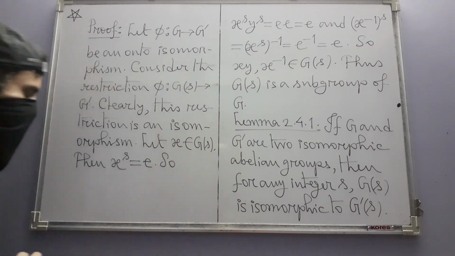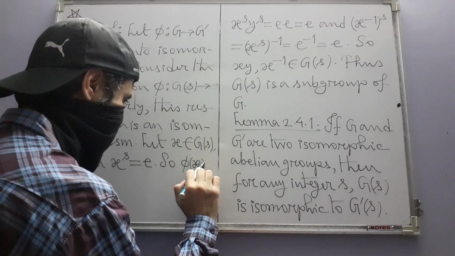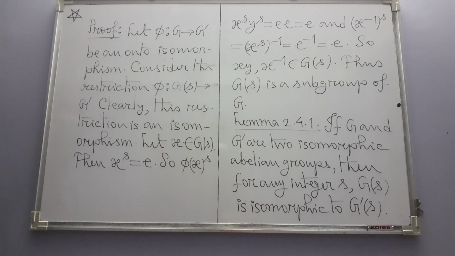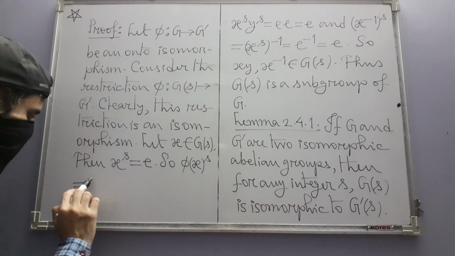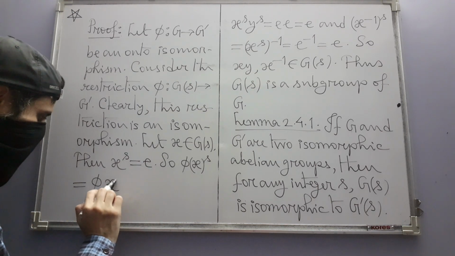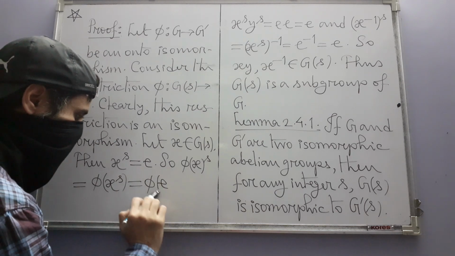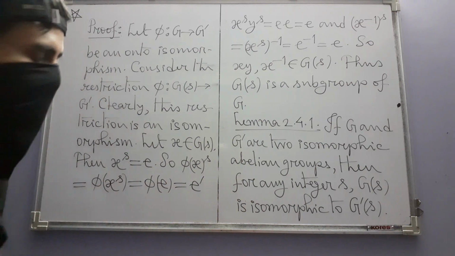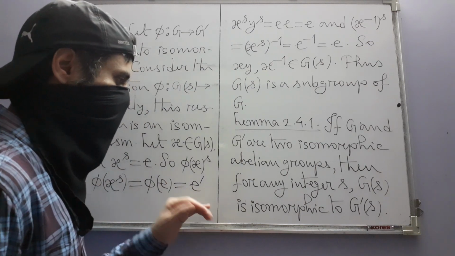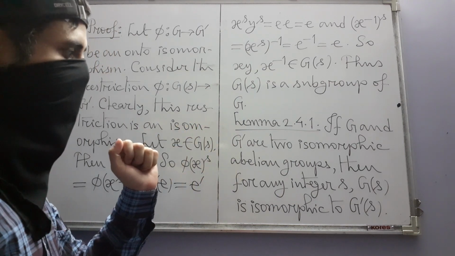So what will you get if you take this power of phi of x? Because phi is a homomorphism, you will get this, which is equal to this. And of course, you understand that by e prime we denote the identity element of the group G prime.